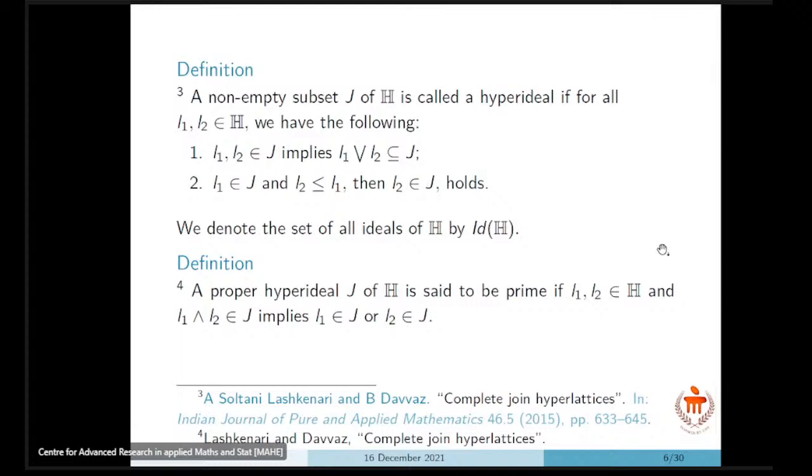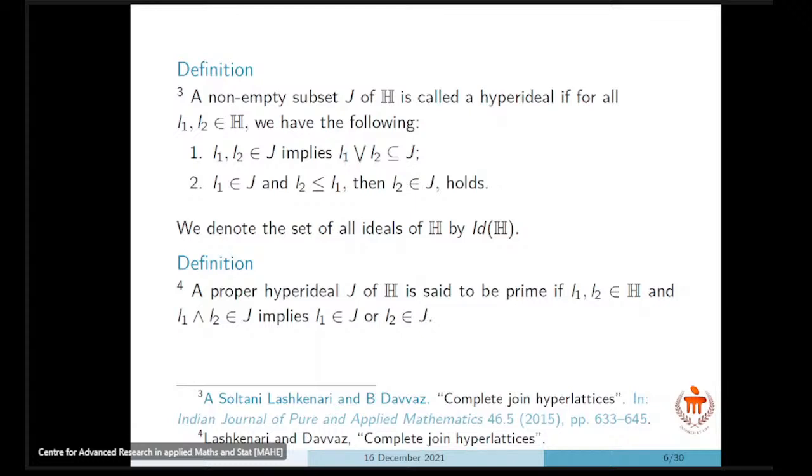Yes. So now let us see some substructures in a join hyperlattice. A non-empty subset J is called an ideal if, for any two elements in J, their join is in J, and the second condition is that if L1 belongs to J and any element L2 is less than or equal to L1, then L2 belongs to J. If these two conditions are satisfied, then we call that set J an ideal.